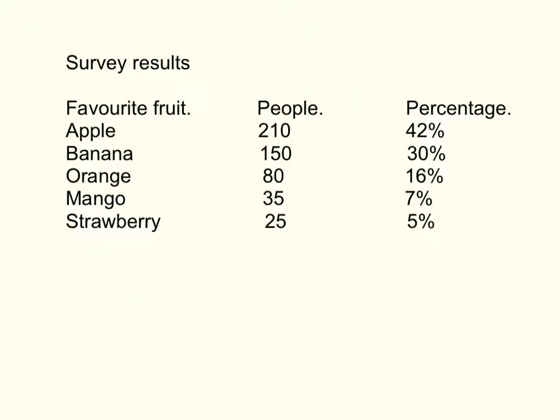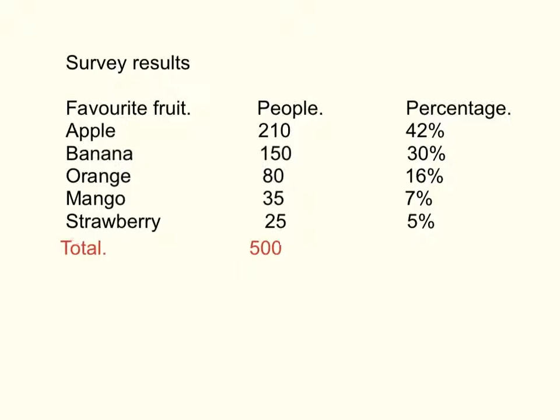Okay, so here's an example. I did a survey, just asked 500 of my nearest friends what their favourite fruit was, and we got these results here. So the first thing we want to know out of this is what's the total, because that's going to give us our n. So we add them up, and our total comes out to 500. And that's really useful because that tells us what our n is.